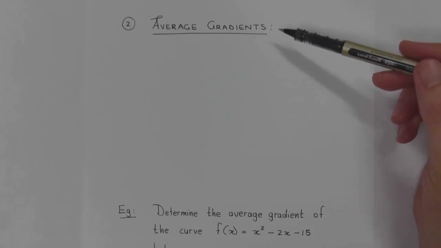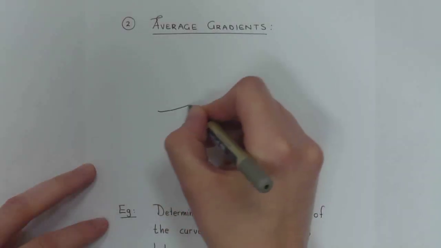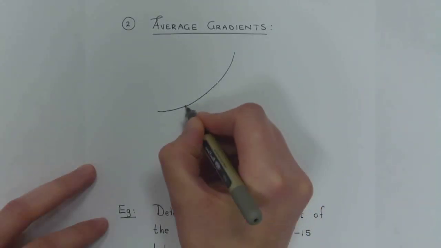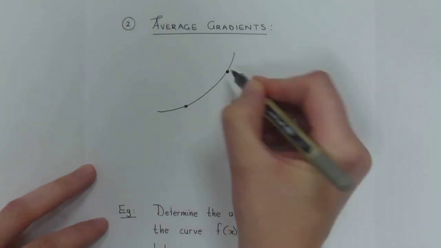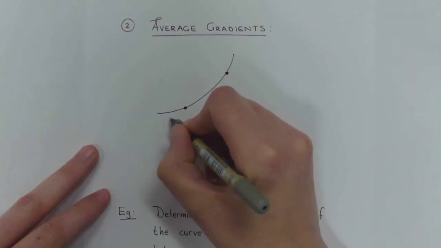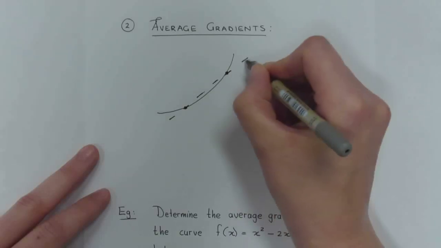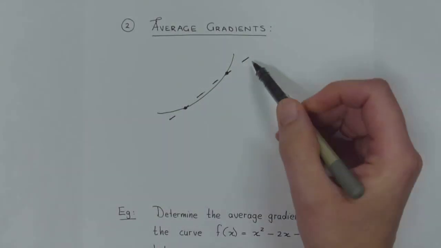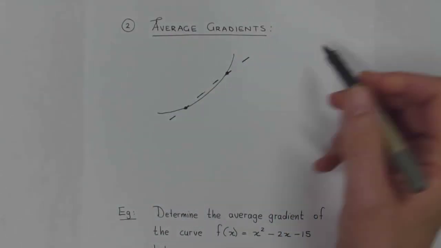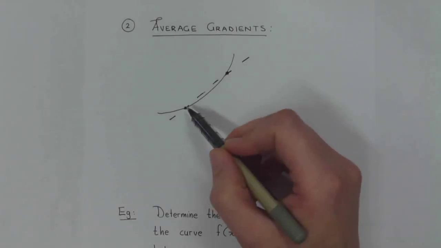So functions that aren't linear, in other words, functions that when you draw them give you a curve. If I draw a simple curve and put 2 points in there, you need to notice that if I draw a straight line that connects those 2 points, that is not the actual gradient of the curve. That is what we refer to as the average gradient between these 2 points.